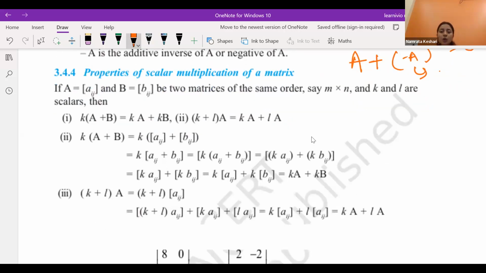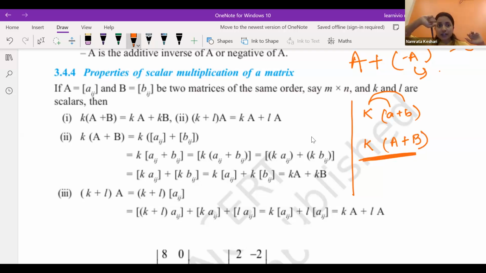Now, property of a scalar. You already understand the distributive property. In general, suppose we are not talking about matrices, we are talking about just a bracket with a number or maybe a variable sitting outside. How do we apply the distributive property? We multiply it with the first term, we multiply it with the second term, right? Similarly here also, if you have a scalar k and matrices A and B, you add A and B at first and then multiply the scalar with each and every element.